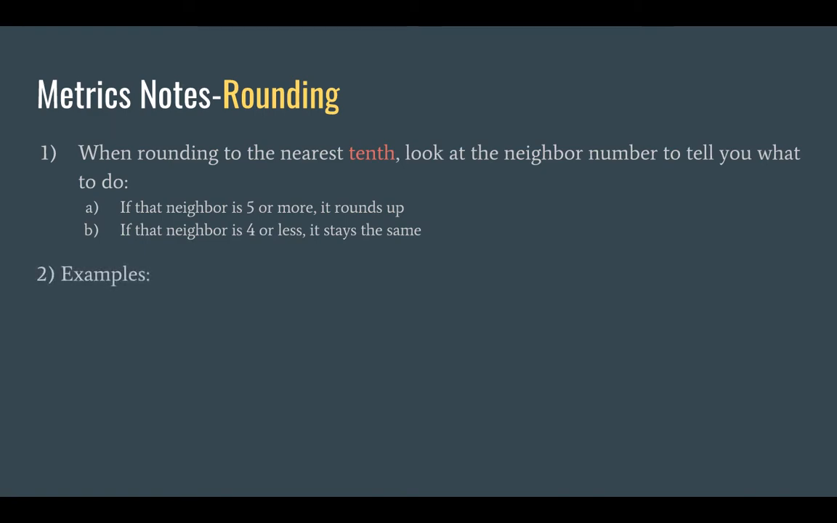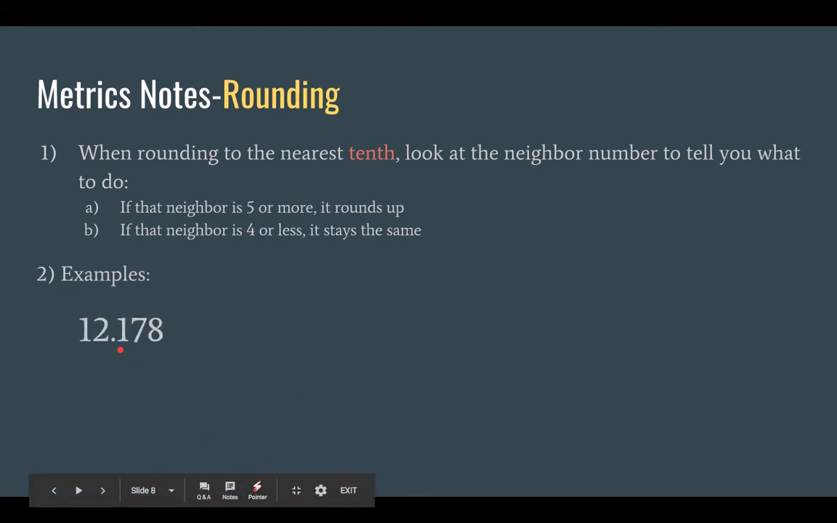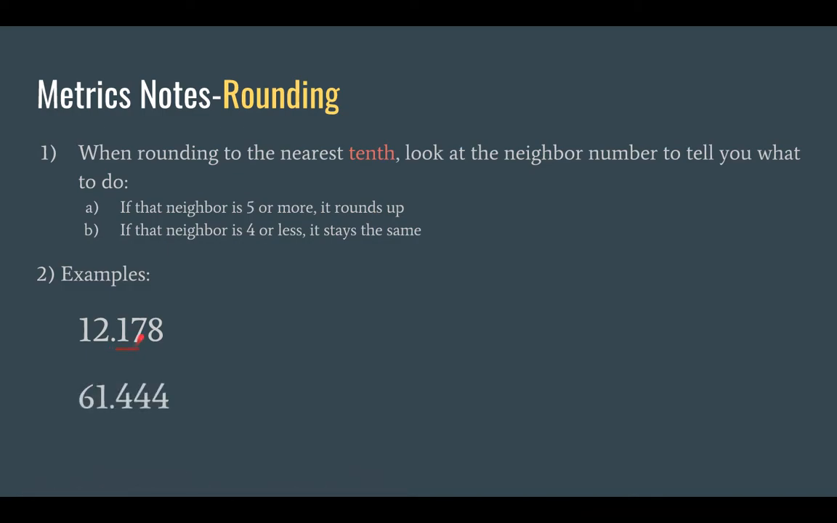So we're rounding to the nearest tenth. So when we're rounding to the 10th, that number is right here. Okay, so that means we need to look at the neighbor next door. So we're going to look at 7. So if we're rounding to the 10th, that's one place after the decimal, we see that this number is a 7. We're going to ignore the 8. So 7 is bigger than 5, so that's going to make the 1 turn to a 2. So our final answer is 12.2.